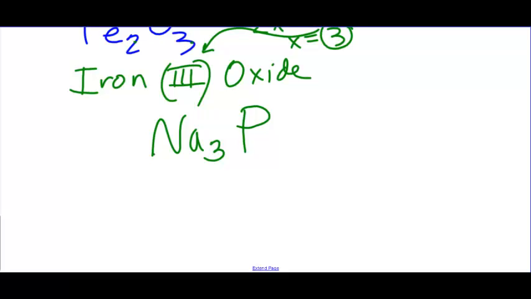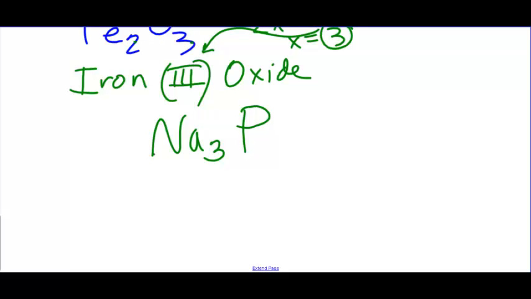Yeah. All right, Dylan, what'd you call this one? I call it sodium phosphide. Sodium phosphide is the correct name. Well, what do you do with that 3? Nothing. You don't need it. This metal only has one charge in the box. There is no need for parentheses, okay?